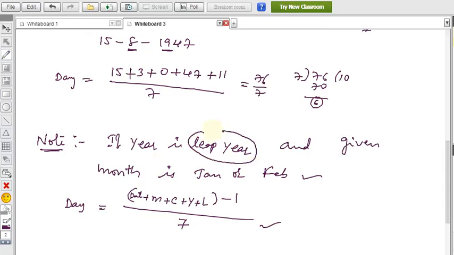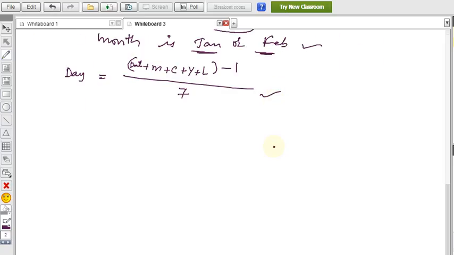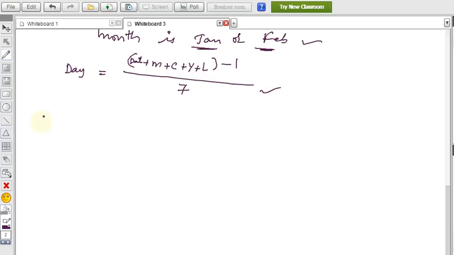So if it is a leap year and the month is either January or February, in that case only we can use this. Now this is a simple method to find out the day of any date. So let me try one small example last in this first method.